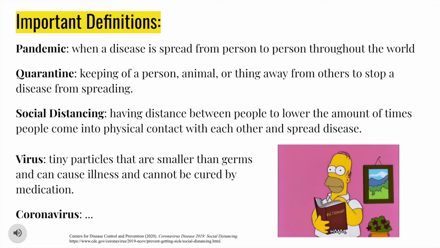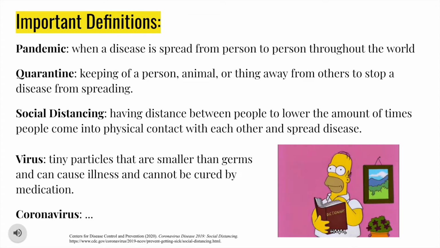Virus. The coronavirus, as is in the word, is tiny particles that are smaller than germs and can cause illness and cannot be cured by medication. So a lot of people ask, why can't you just give that person medicine and the sickness will go away? A virus will enter your body similarly to the flu, and the body fights it on its own. It's not like other sicknesses, like a bacteria where you can give a medication and then that can go away.